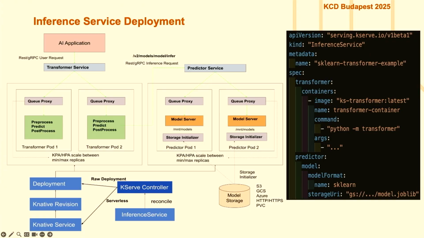What happens when a user or an application makes a request? On the top, we see the AI application, which sends the request to the transformer service. The transformer service processes the request and calls the predictor service. The predictor makes the prediction and gives it back to the transformer for post-processing. And the response goes back to the user or the application.